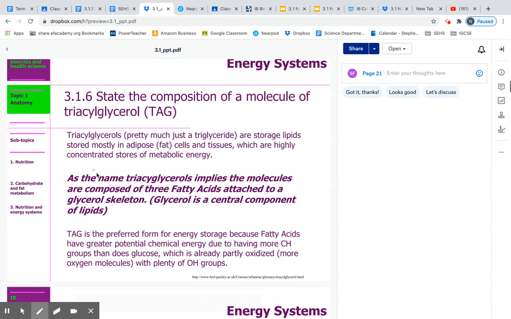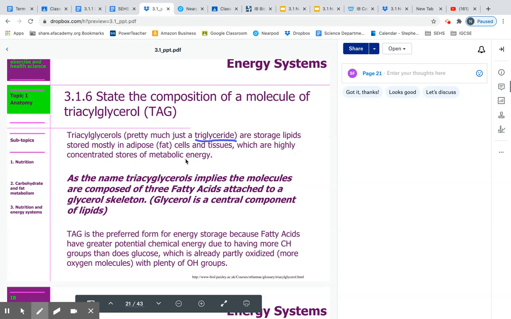triacylglycerol. Also, I think we might just be familiar with this word triglyceride. So they're all kind of the same thing. But in SEHS, they want us to remember triacylglycerol. So basically, I'm going to call them triglycerides. Whatever, we'll call it TAG. TAG is how we store energy, and we store it as fat.